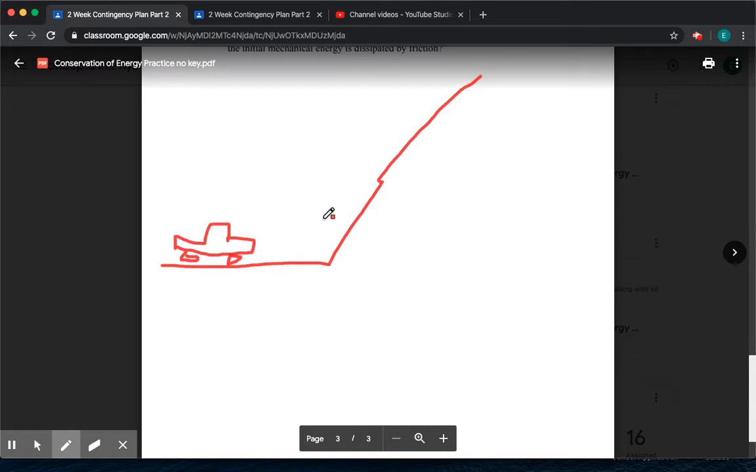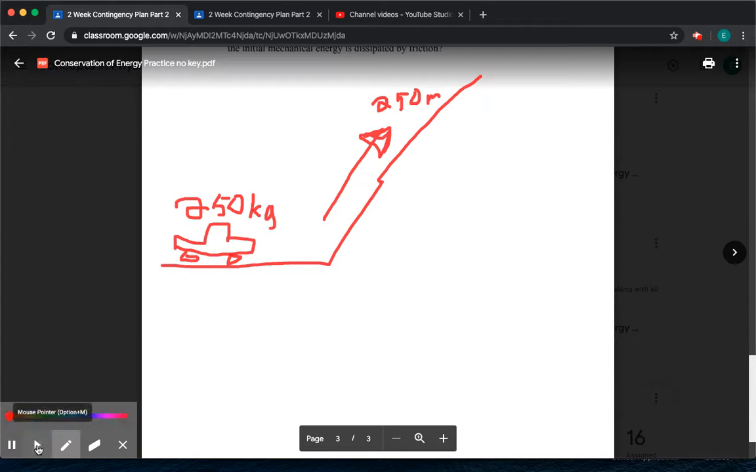The car is going to go up the hill, and it is going to go 250 meters up the hill. I'm going to go back to the problem in a second. And the motorcycle and the driver are 250 kilograms total. All right.